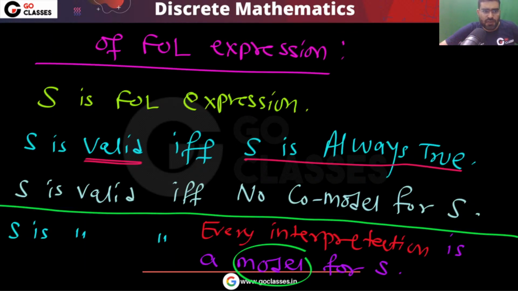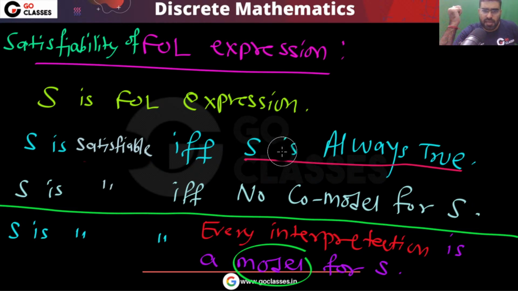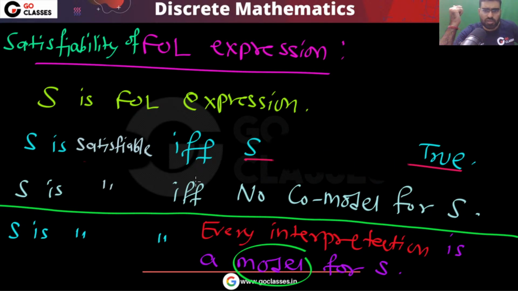What is the definition of satisfiability of first order logic? When can I say S is satisfiable? In which situation can I say this expression S is satisfiable? S is satisfiable if there is at least one model. S is possible to be true. You can make S true.